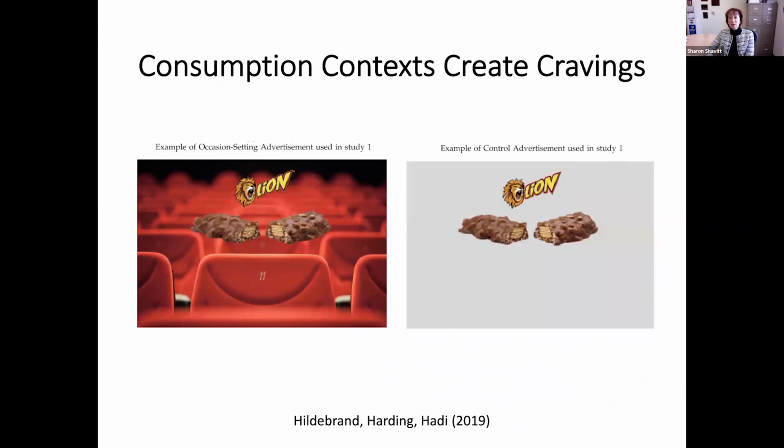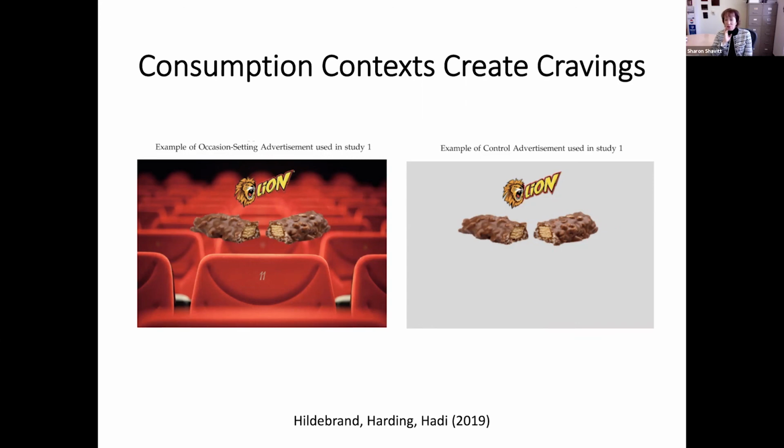Another set of studies looked at how context influenced the actual physical cravings that people have for products. So they showed consumers ads for products, either with an occasion setting cue in the background, in this case, this chocolate bar with a theater in the background. In another study, they used a cheese pizza with a brick oven pizzeria pictured in the background. Or in the other condition, they saw the exact same product image, but no background, just plain. Okay, so a plain chocolate bar or a plain cheese pizza, no background. So the question is, which of these two ads makes consumers feel more tempted, more craving of the product itself?